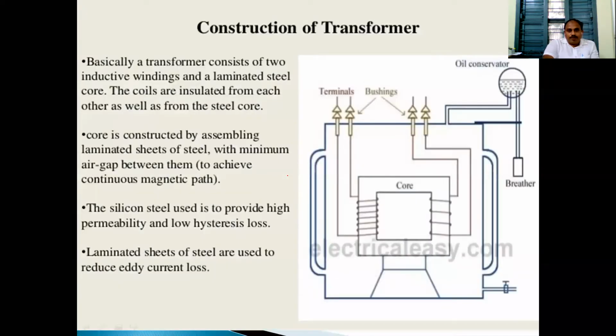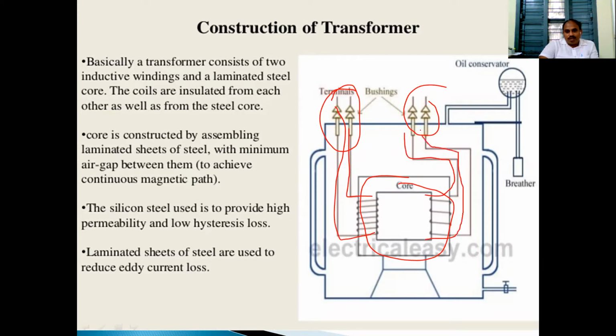So this is the basic transformer: core and windings. These are the bushings or insulators, because through these terminals we bring out the winding terminals for external electrical connection. So this is the breather. Here we place some silica gel. Silica gel removes the moisture from the transformer oil, so we place silica gel in this breather.